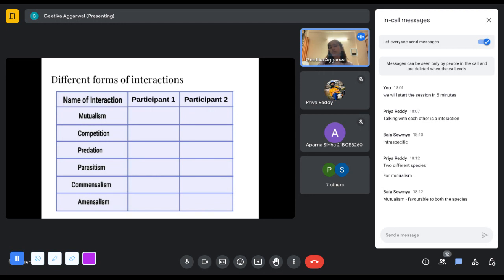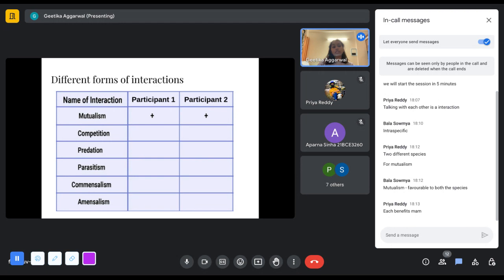Yes, it is favorable to both the species. So the sign in this table should be positive. Both of them benefit, right? And similarly, in competition, what will happen? What do we see in competition? Competition can be both intraspecific as well as interspecific. But what is the impact of competition on the participants?